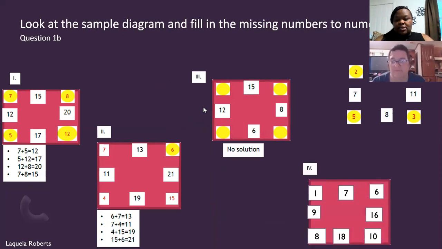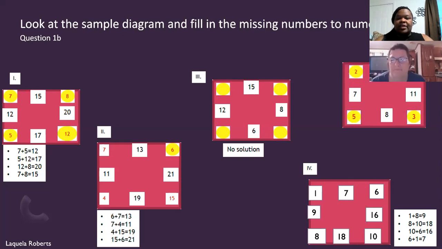For our next one, we have 1 plus 8 equals 9. 8 plus 10 equals 18. 10 plus 6 equals 16. And 6 plus 1 equals 7. And here it is on the side to show you that it all equals what I just said. This was our simple diagram on the side to show us exactly how it should go. And I hope you guys got it.